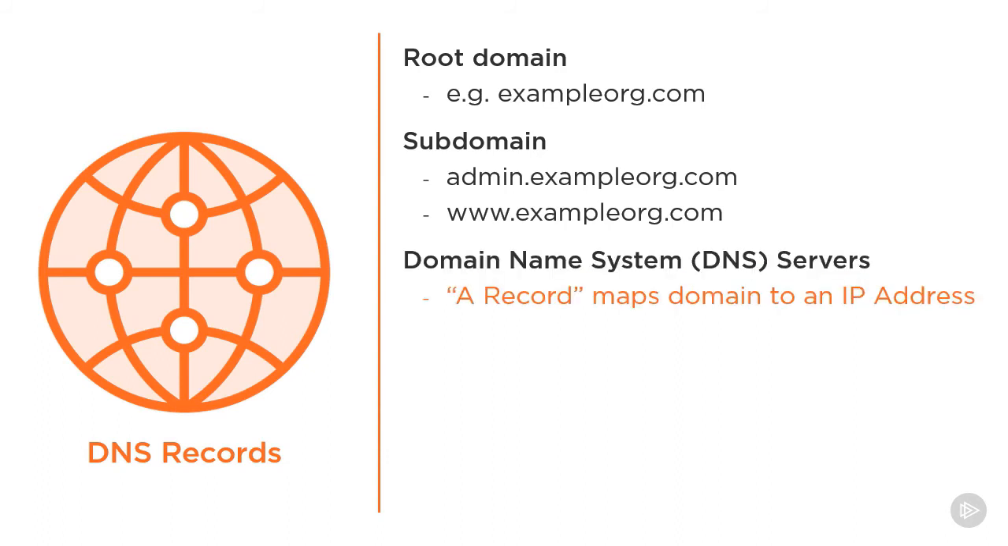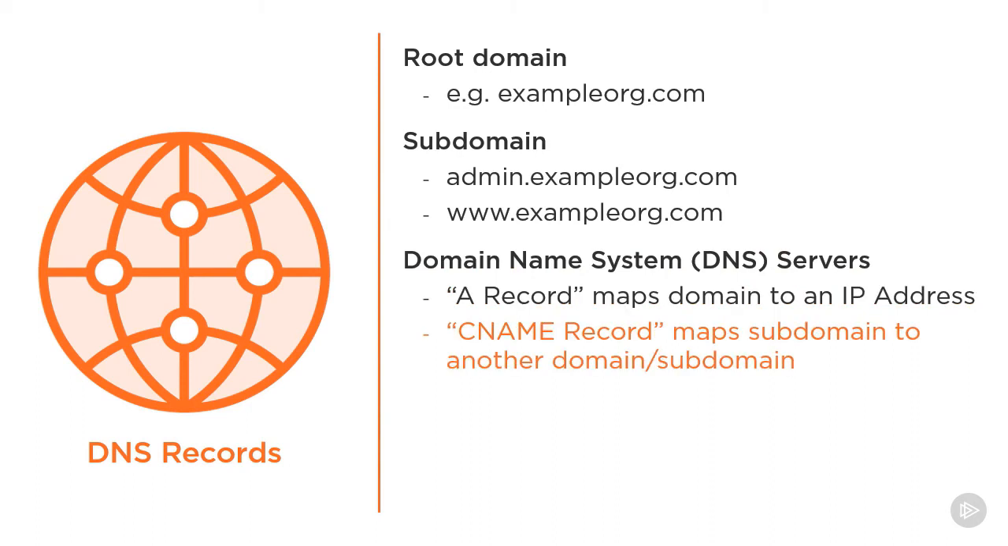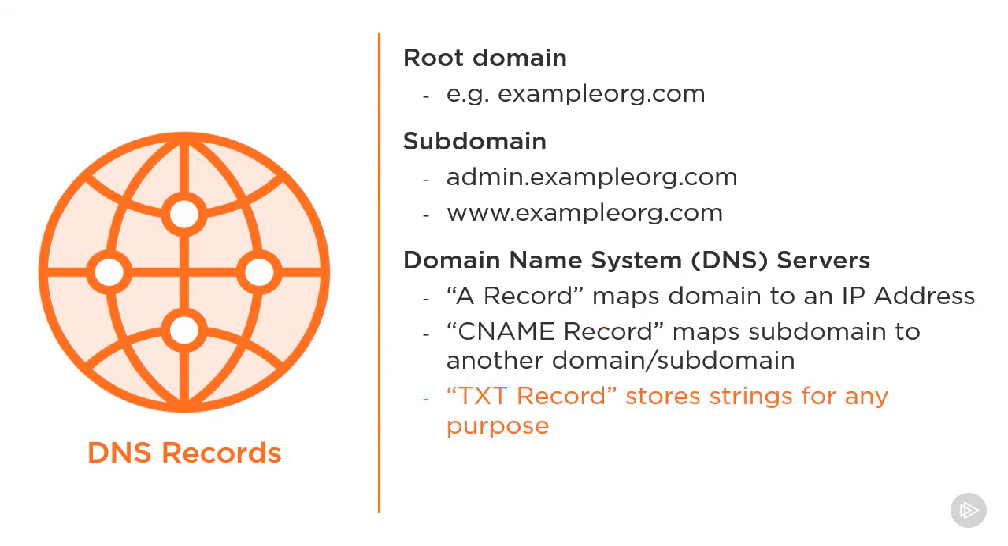A records, or address records, point a domain name directly to an IP address, whereas CNAME records are aliases that point one subdomain to another domain or subdomain. CNAME stands for Canonical Name Record. TXT records are a flexible type of record that stores strings and can be used for a variety of purposes. Because your app service is created using a default URL suffixed with azurewebsites.net, you can just create a CNAME record with your registrar to point to the Azure URL.